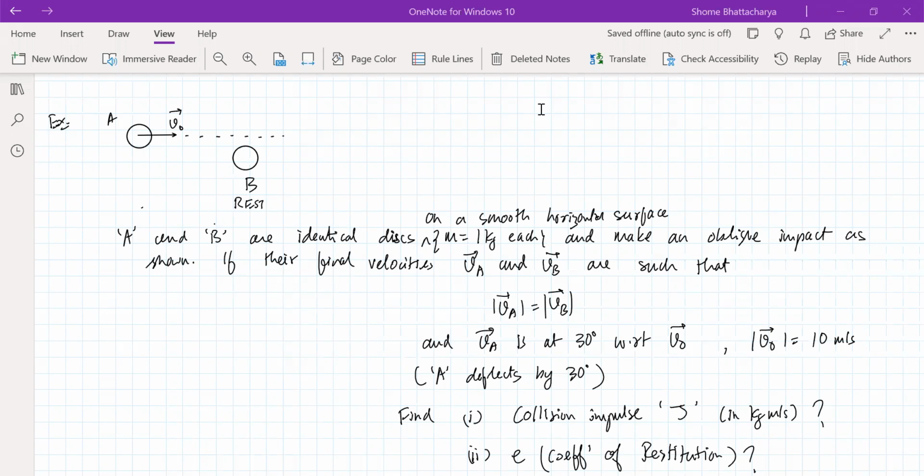So we will need to find out two things here so that we can get the coefficient of restitution. We need to find out the magnitude of VA and VB, which is some common value, and we'll also need to find out what angle B is going off at. A is going off at 30 degrees, that's already given, but we need to find out that also. So what will that come from? That will come from momentum conservation.